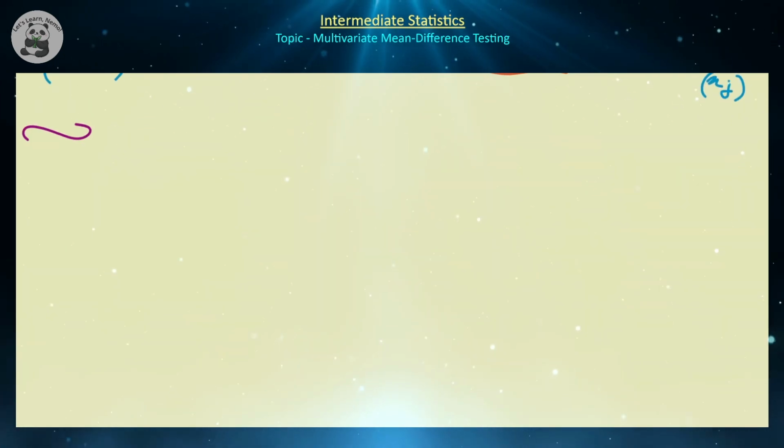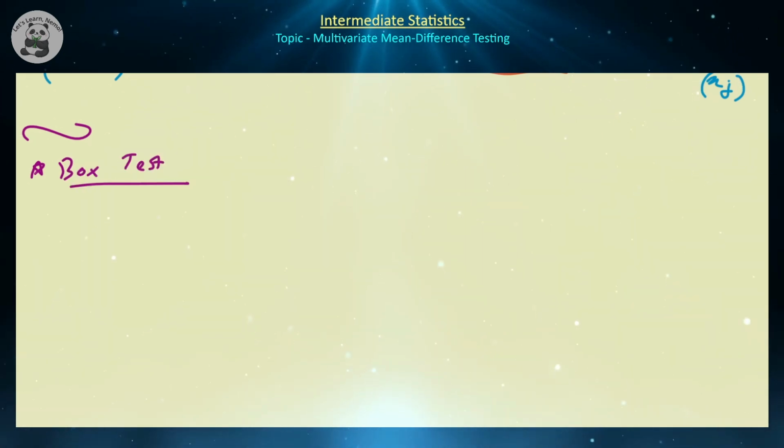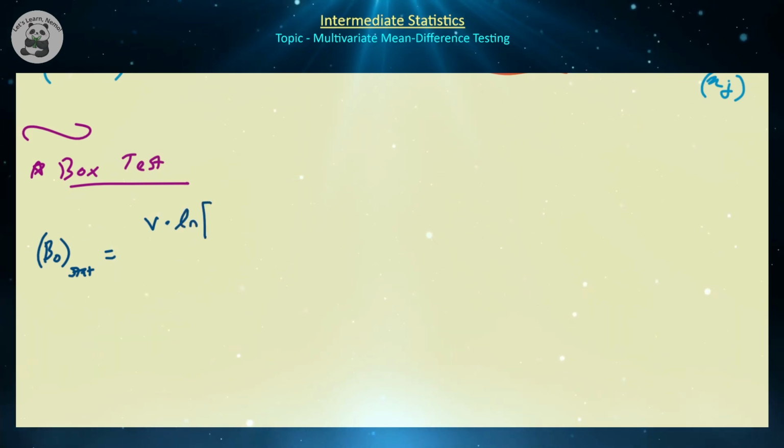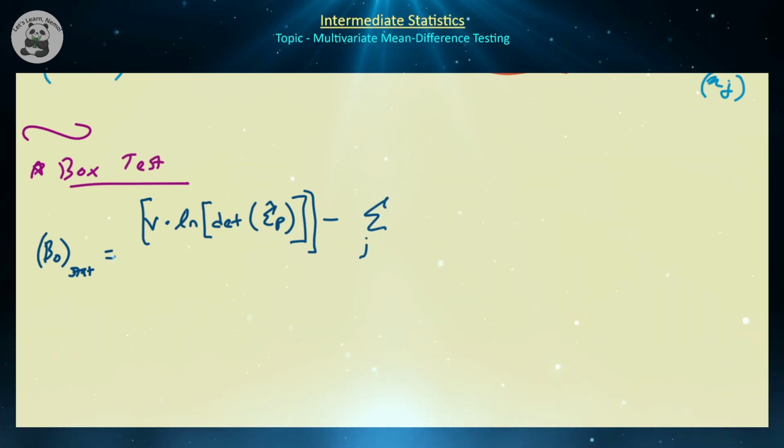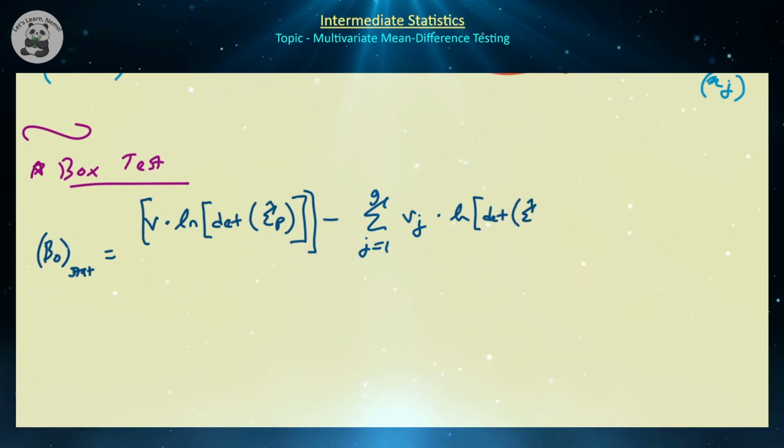So a multivariate extension of the Bartlett test is what is referred to as the box test. Some people will call it the box M test, but I'll just call it the box test for now. Right? So the box test statistic is going to follow a similar structure to that of the Bartlett test statistic. So it's going to be equal to the degrees of freedom times the natural log of the determinant of the pooled covariance matrix. So that's the same pooled covariance matrix from the pooled covariance matrix t-test. And then minus, let's put a double bracket around that just to be safe. So the sum from j is equal to 1 to g of nu j times the natural log of the determinant of the covariance matrix.